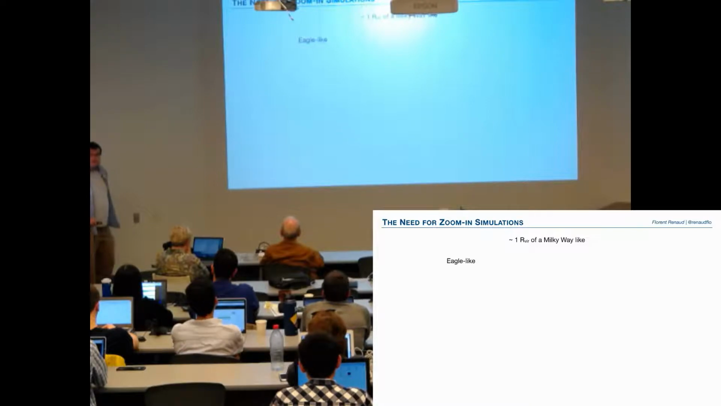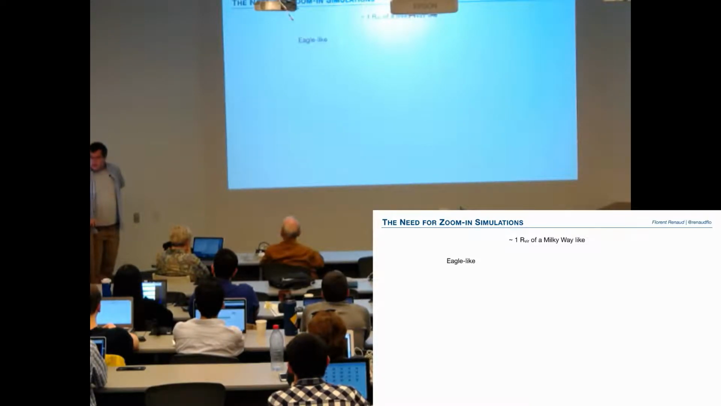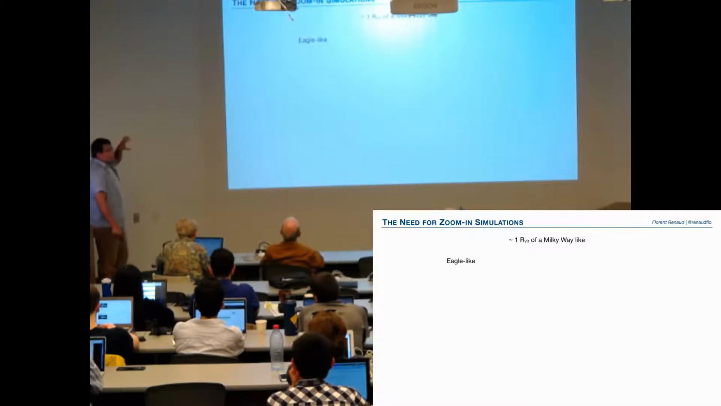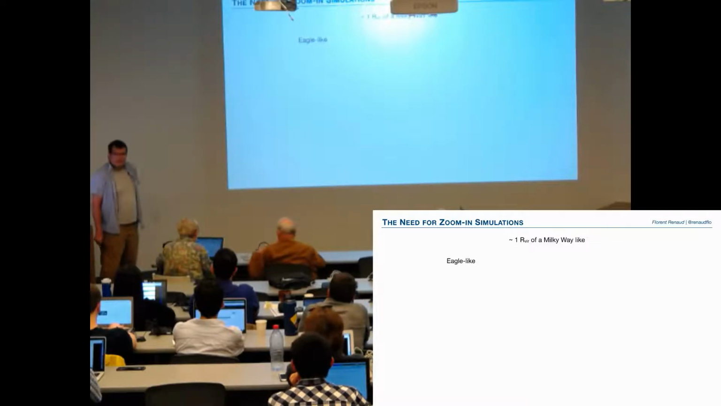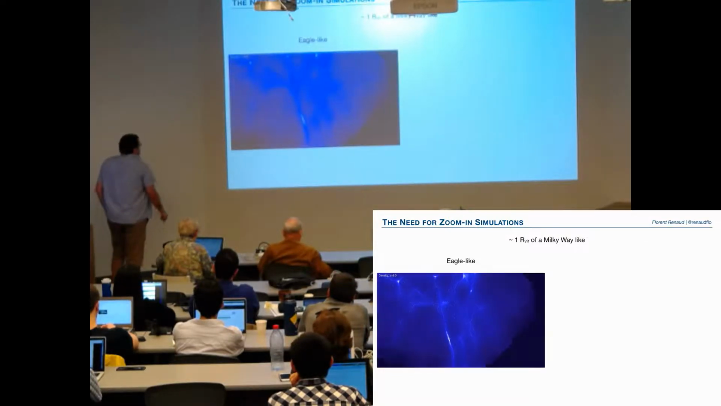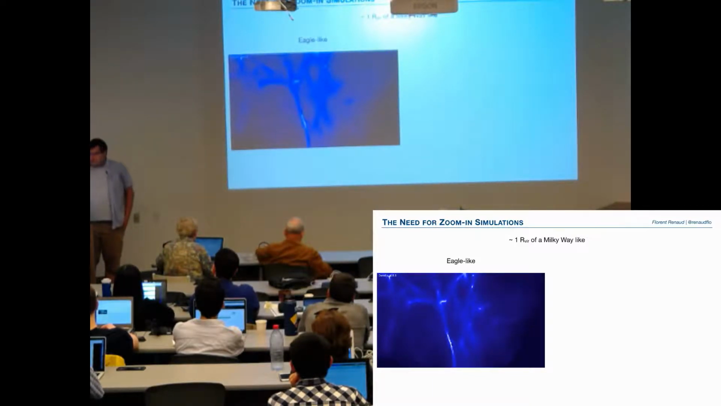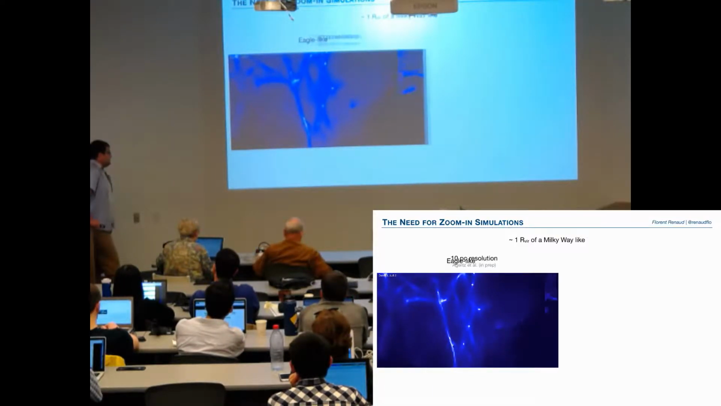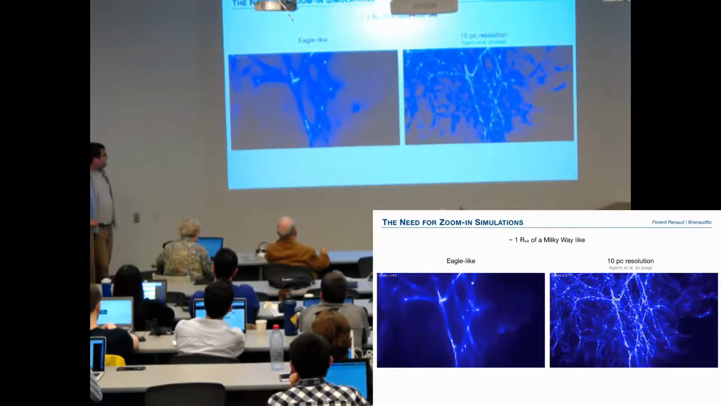So that's why we need to actually resolve all these physics. A funny illustration of that is a game that Oscar Agertz has played recently. He took a small volume of a cosmological simulation, roughly the virial radius of a Milky Way-like galaxy, and he simulated it with EAGLE resolution and EAGLE physics. This is what it looks like. Here you see the gas density, and he did the same, but at 10 parsec resolution. That's what it looks like.